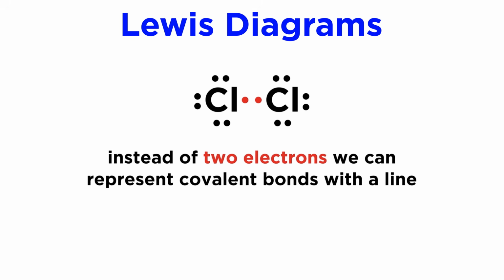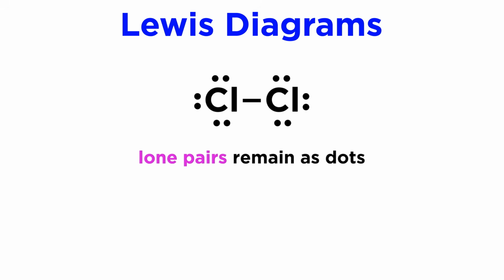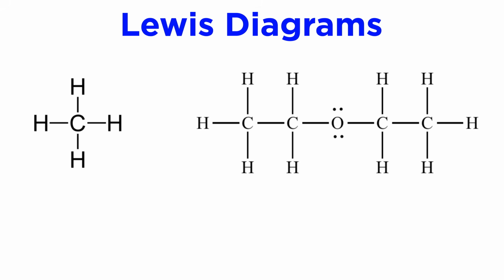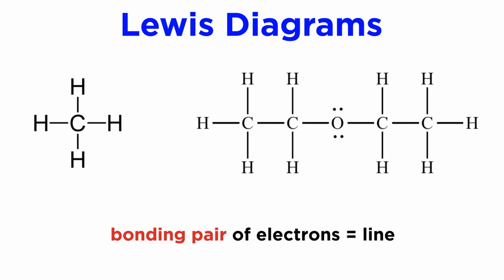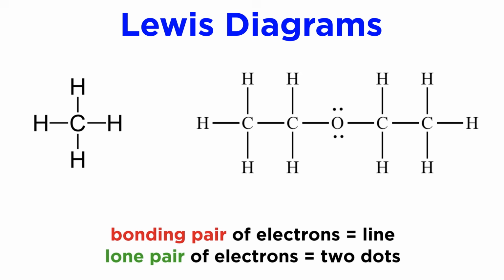In Lewis diagrams, instead of 2 electrons sitting between 2 atoms, covalent bonds will be represented by a line. So always remember that any line in a Lewis diagram represents 2 electrons. And we can also have lone pairs, which are pairs of electrons that are not participating in any bonds. Each chlorine atom has 3 lone pairs here. Here are a few more examples of covalent compounds represented as Lewis dot structures. Notice that each pair of electrons in a covalent bond is expressed as a line, while lone pairs remain individual dots.